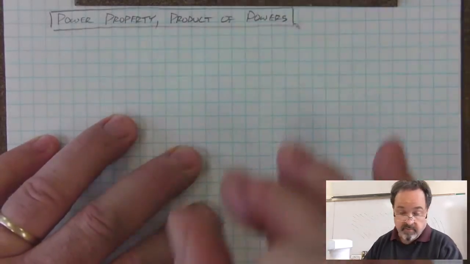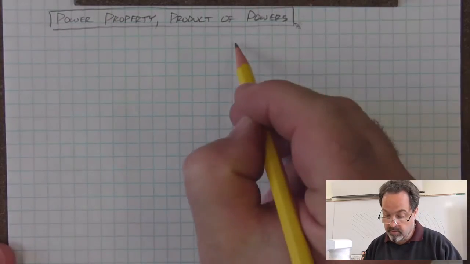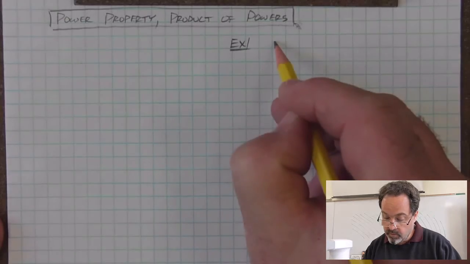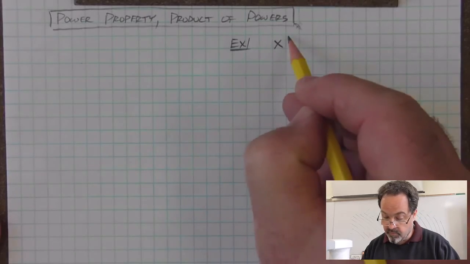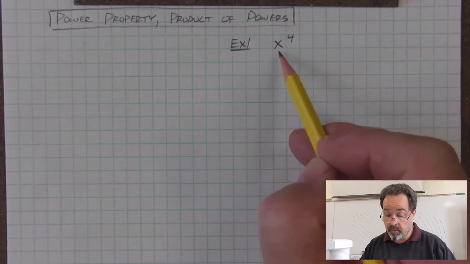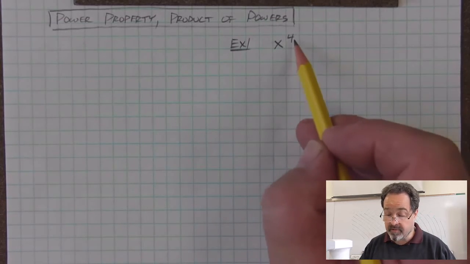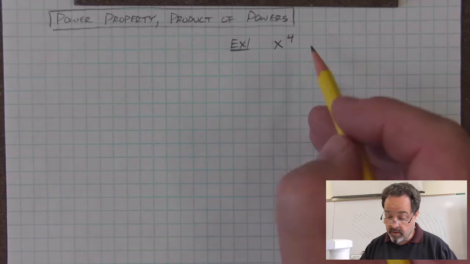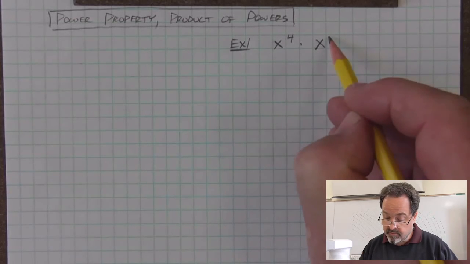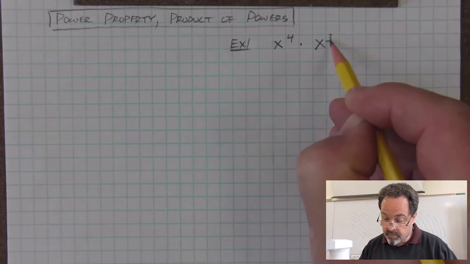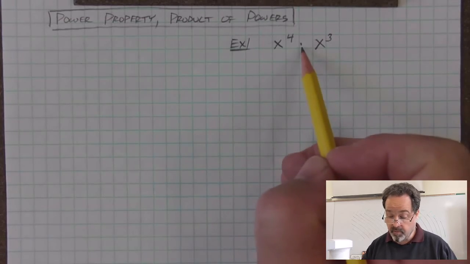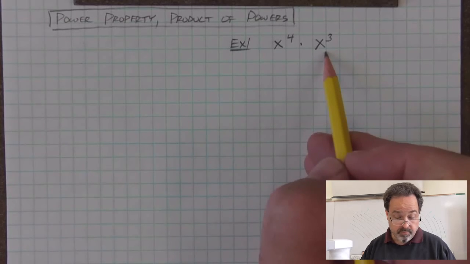And what we mean by a power property in this case is when we're multiplying two powers, there's a fast way to simplify. For example, we could have the power x to the fourth. That's a power with base x and the exponent of 4. And if we're multiplying by a power with the same base, in this case x to the third, then we can simplify this product of these powers.